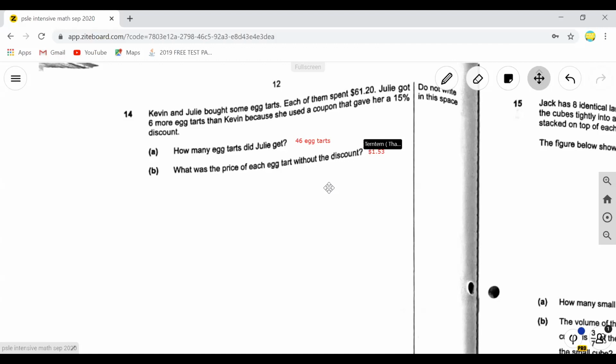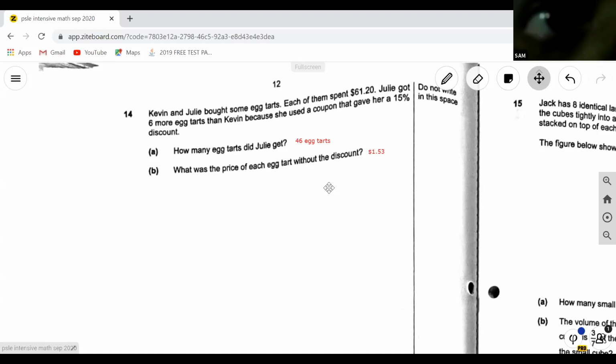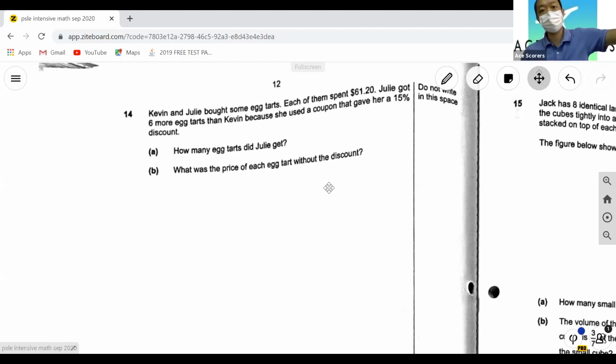Oh, not correct, no. Wrong. Not 46. Wrong. Try. Okay, try this. Now this is not heuristic, right? It's just percentage. Just a simple percentage question, okay? It looks a bit tough because of the way they set it.